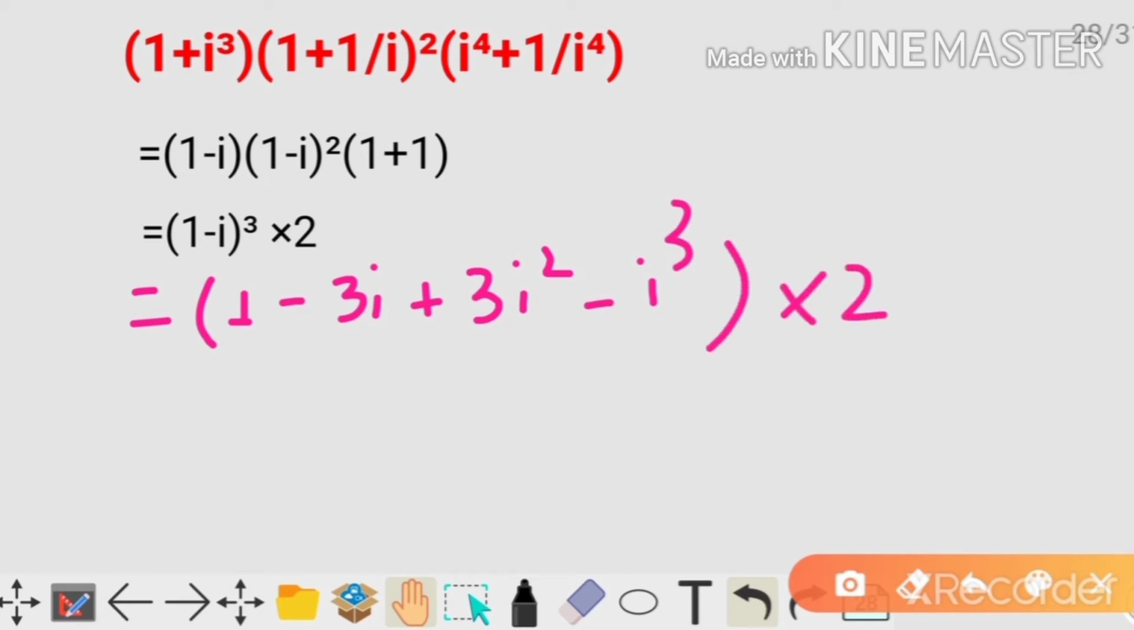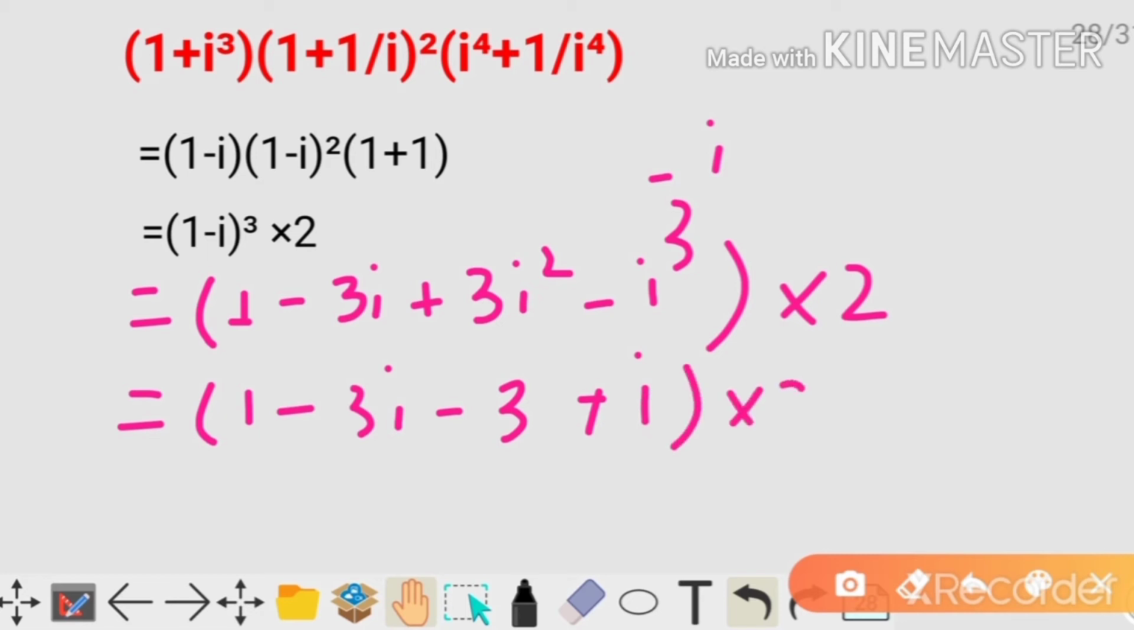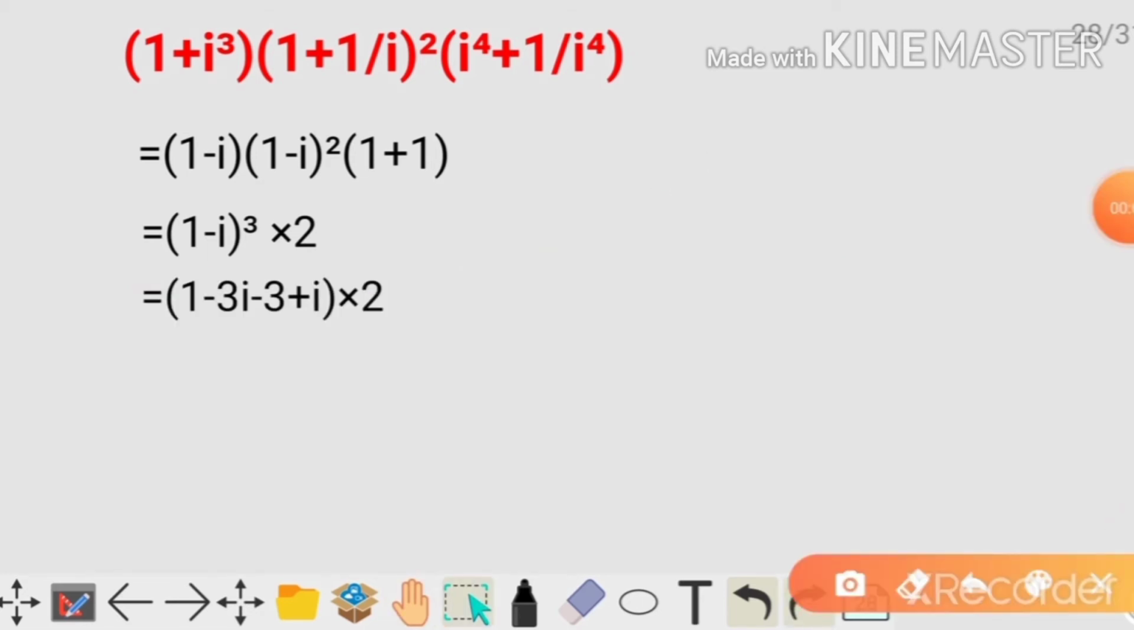Okay, so now we'll put the values. Here 1 minus 3i, and i square will be minus 1, so it will be minus 3, and then minus of i cube will be minus of minus i, so it will be plus i. Okay, into 2. Now the next step: 1 minus 3 is equal to minus 2, and minus 3i plus i will be minus 2i, into 2.